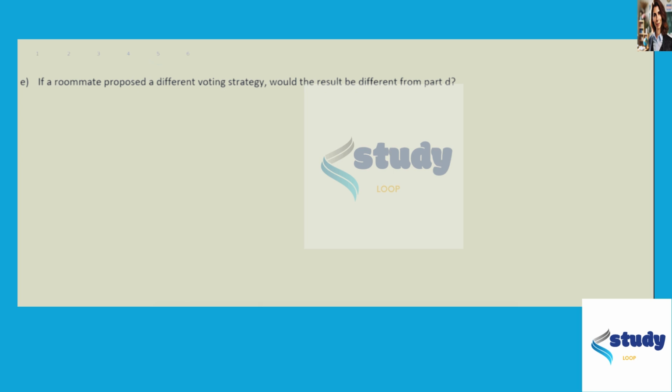The next part then asks if any of the roommates propose a different voting strategy, would the results differ from the previous question? The answer is no, and this is because we can see this in the median voter theorem, which basically just says that in any majority rule, you're going to get the result of the median voter.